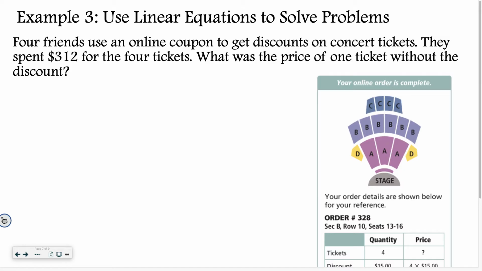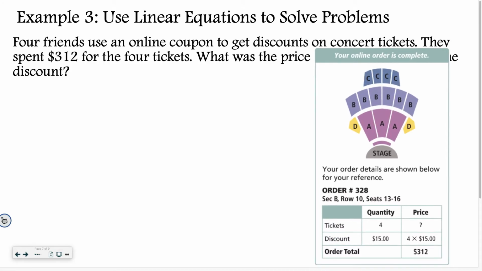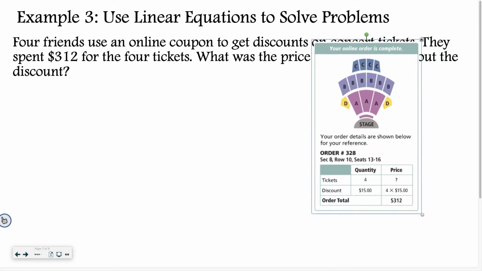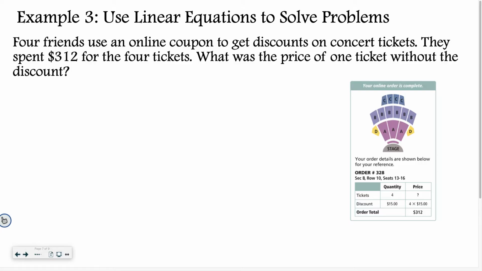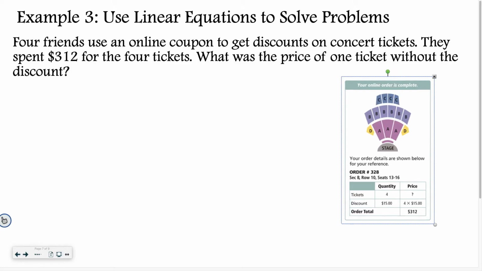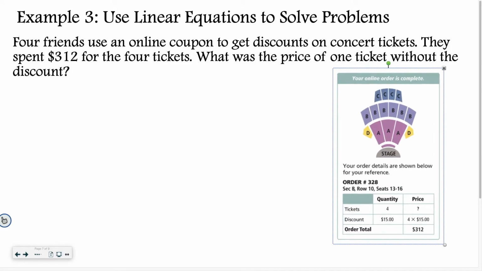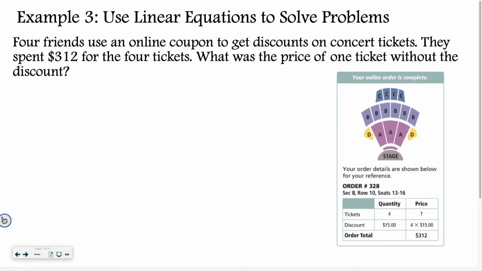We have 4 friends use an online coupon to get discounts on concert tickets. They spend $312 for the 4 tickets. What was the price of 1 ticket without the discount? So you can see I'm monkeying around with the image so it fits on the screen. So here's the screenshot of their order, okay? Here's the information of prices. We know the total was $312. We also know that the discount was $15 on each ticket.